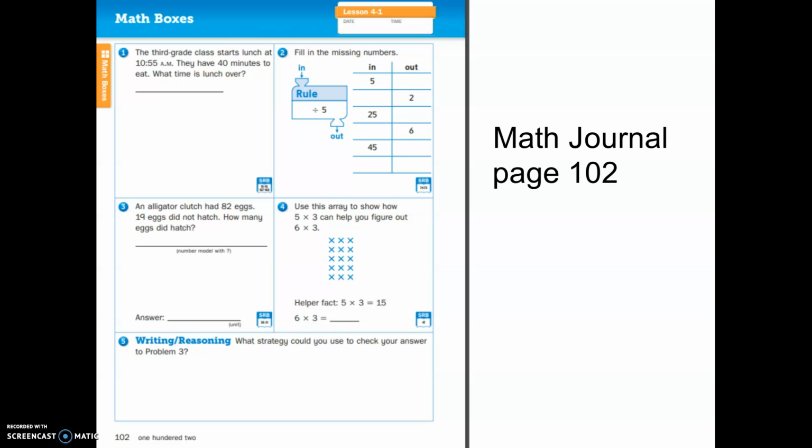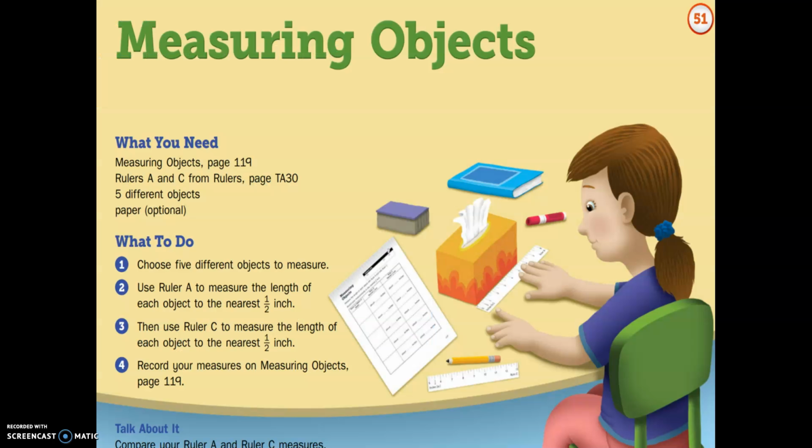And lastly, here's an activity that you can try. That worksheet that you see there is going to be in your folder, but you can practice measuring different objects in your house. You're going to use rulers A and C that you cut out in order to do your measuring. Now I want you to keep hold of those rulers. We may be using them in a later lesson, so don't get rid of them yet.